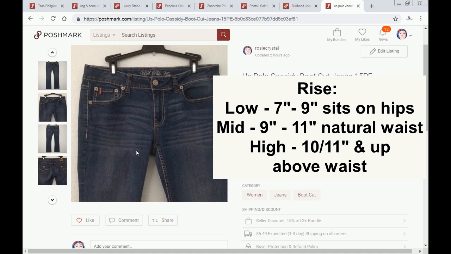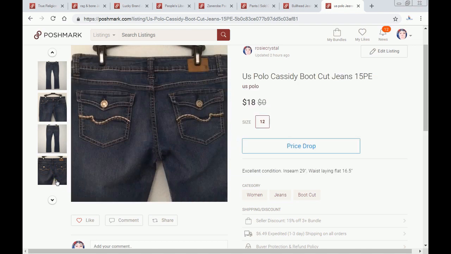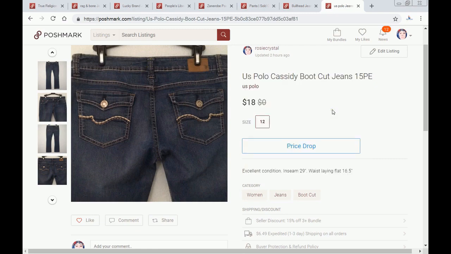If you are asked to measure the back rise, you do the same exact thing. So you find the center seam where all of the seams meet, and you measure from there all the way up to the top of the jean, and that would be the back rise. So girls that have a little bit more curves, they might ask you this to make sure that these jeans will fully cover their rear end. So if you measure from there all the way up, that would be your back rise.